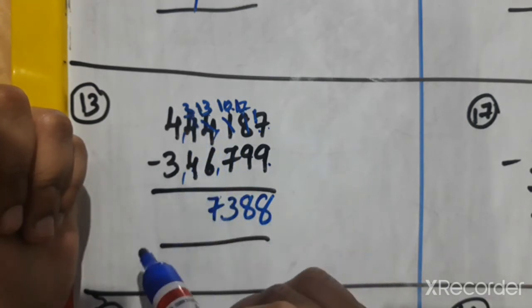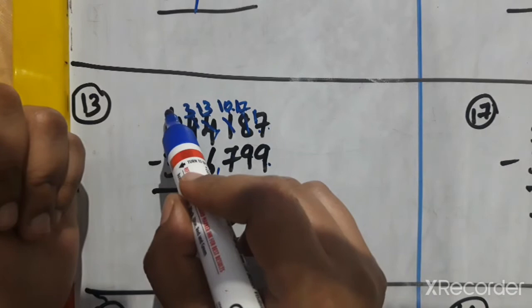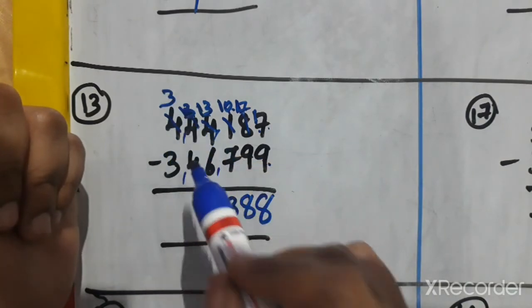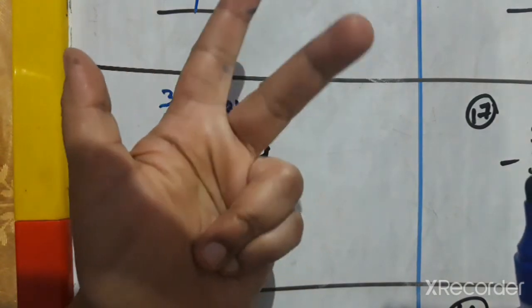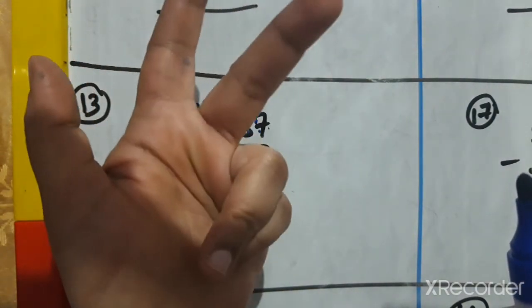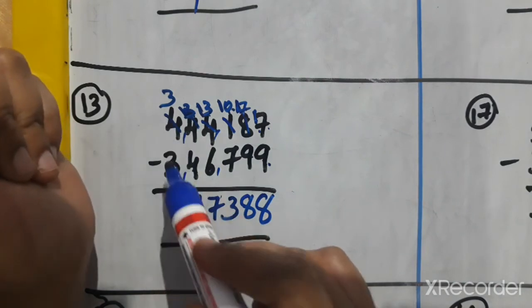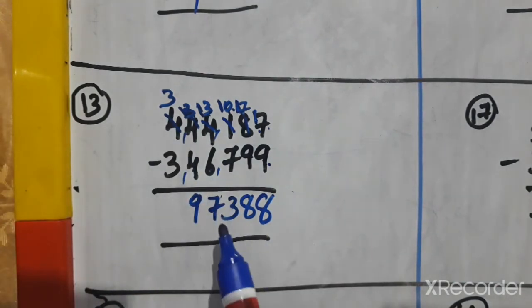Now here 3 minus 4 we can't subtract. Borrow 1 from the next number. So it will become 13 and here 3. 13 minus 4 means 5, 6, 7, 8, 9, 10, 11, 12, 13. How much? 9. And 3 minus 3 is 0. So no need to write. Answer is 97,388.